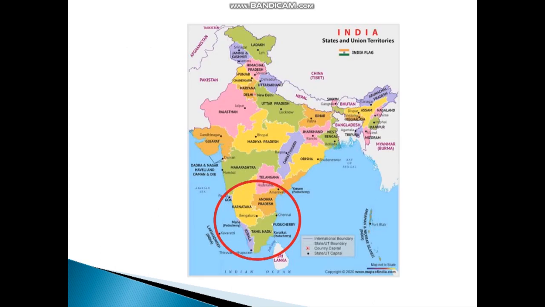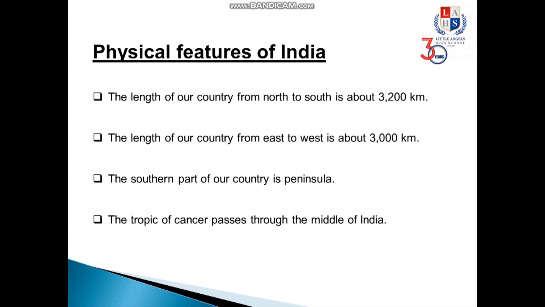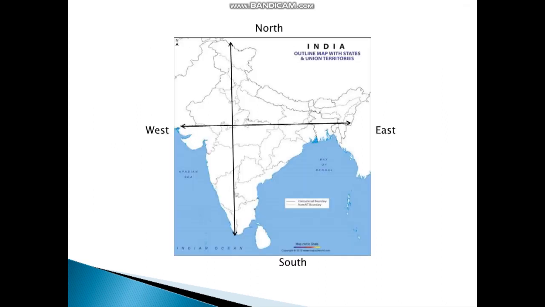The southern part of India is shaped like a cone. In this map you can see the area which is encircled in red. It's shaped like a cone. The length of our country from north to south is about 3,200 kilometers, and from west to east it is about 3,000 kilometers.